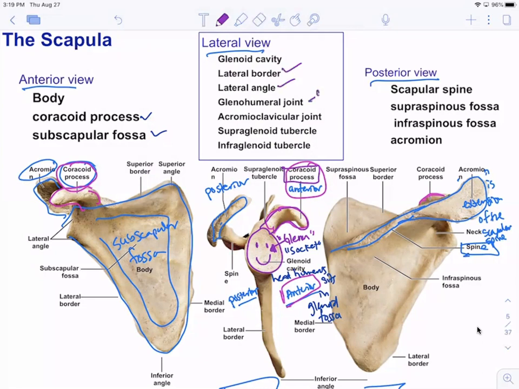That's the coracoid process. So lateral view, you kind of see that, and then we talk about borders and angles, and we'll get to that. Glenohumeral joint, by the way, is the glenoid cavity or fossa plus the head of the humerus. Acromioclavicular joint, that is going to be where the acromion and the acromial end of the clavicle join.